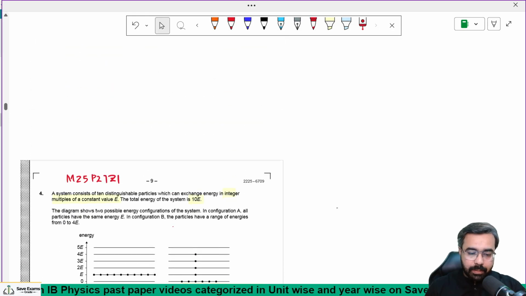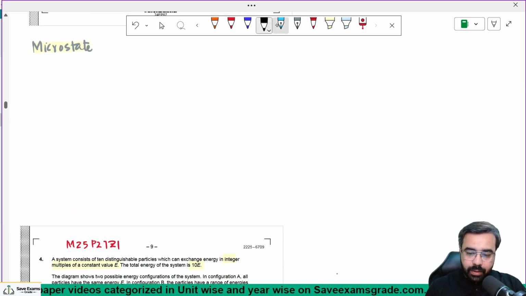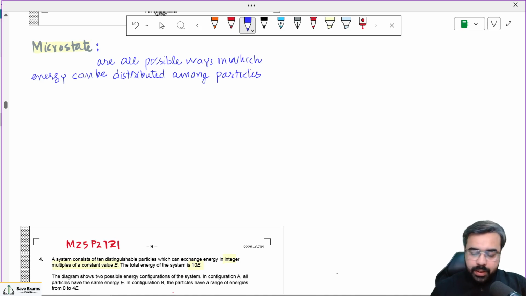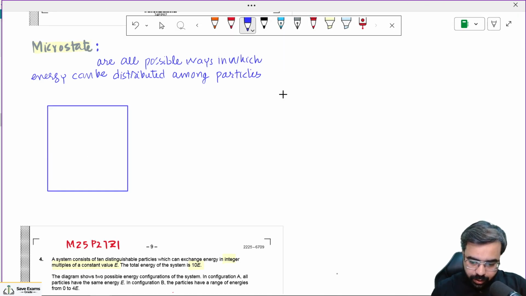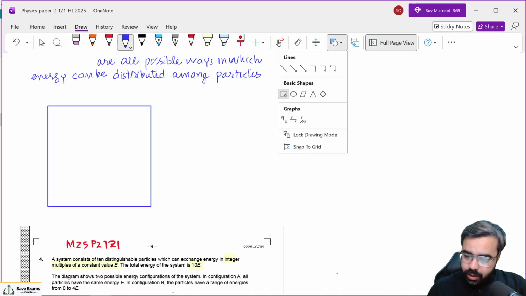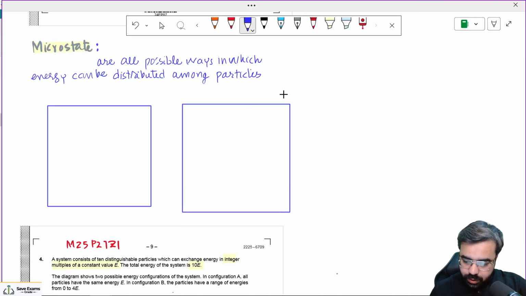Okay, so let me first write the definition in this context: possible ways in which energy can be distributed. Okay, students, now I explain more about it. Let's say these are the two containers, and once again, there are the same 10 particles.